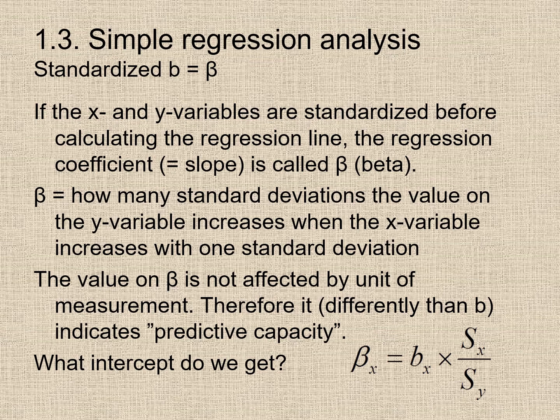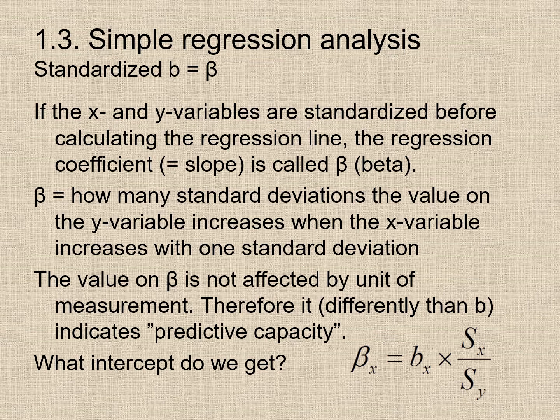If we standardize the independent and dependent variable and do a regression analysis, what intercept do we get? And you might think, oh, how can we know that? Well, we can know that. What point does the regression line always go through? Mean, mean. And if those variables are standardized, that means 0, 0. So the standardized regression line always goes through origo. So the intercept is 0. So we don't get a standardized intercept.